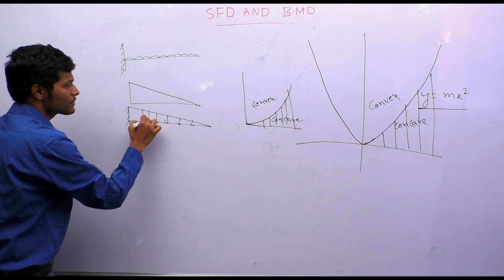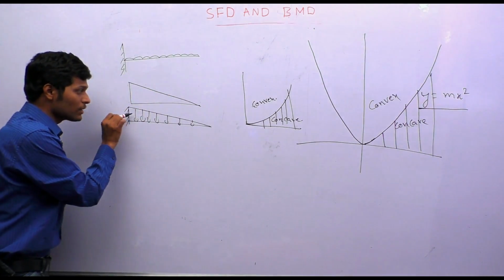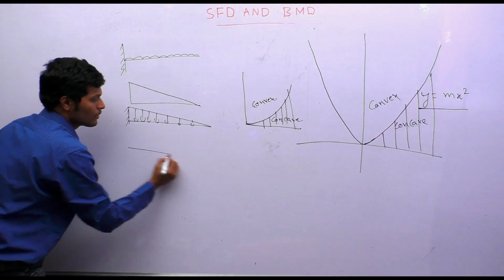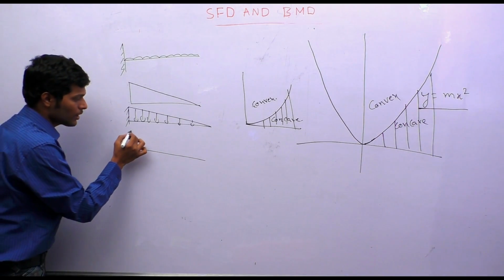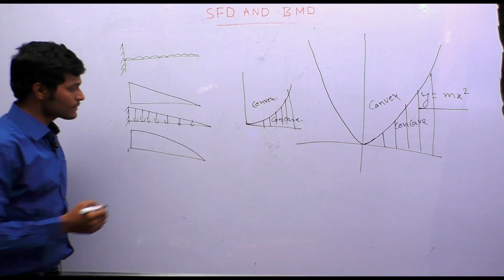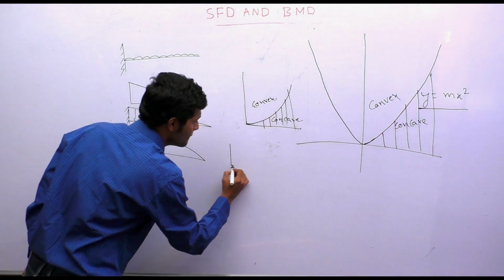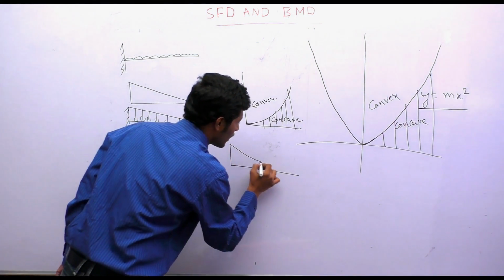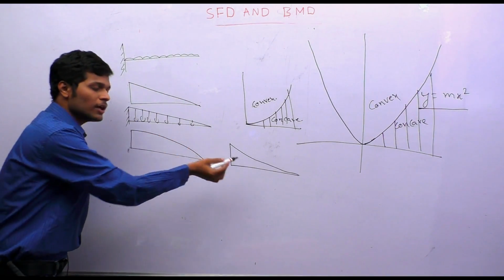So we know the answer is going to be a 2-degree parabola, and we also know that it is a falling curve. So we have to draw a parabola that is falling. There are two ways to draw this. We can draw like this, and also we can draw like this. Both are 2-degree parabolas and both are falling curves.